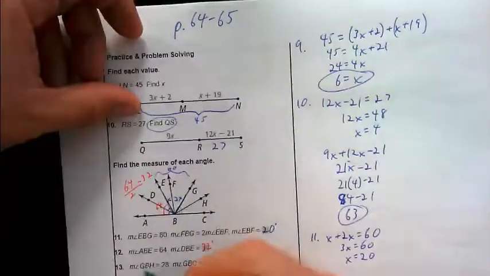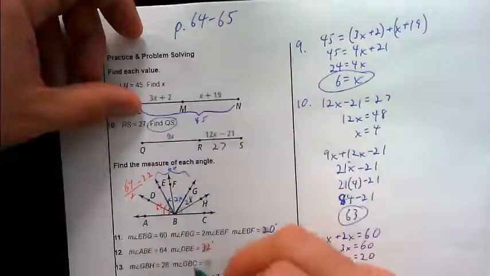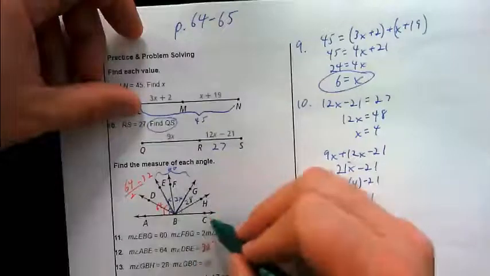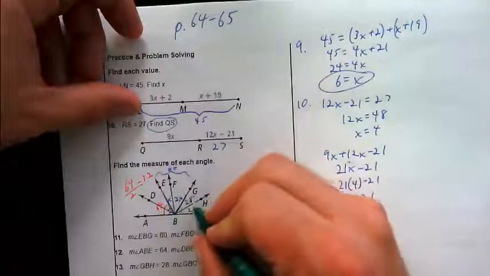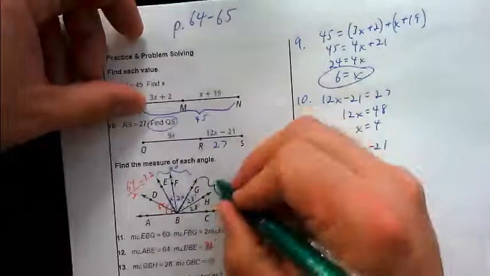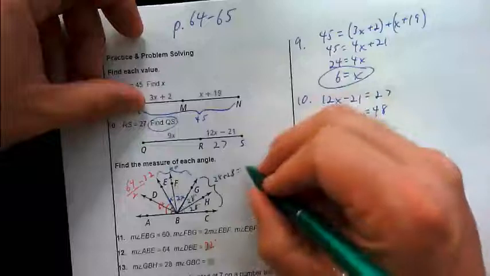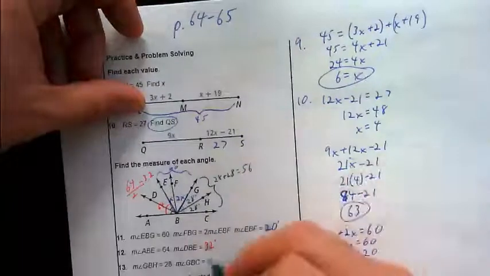Then they gave us GBH. GBH is 28. They want to know GBC, which is the overall angle. Well, if this is 28, this is also 28 because those two are marked as congruent. So together, we need to add those up. 28 plus 28 equals 56.